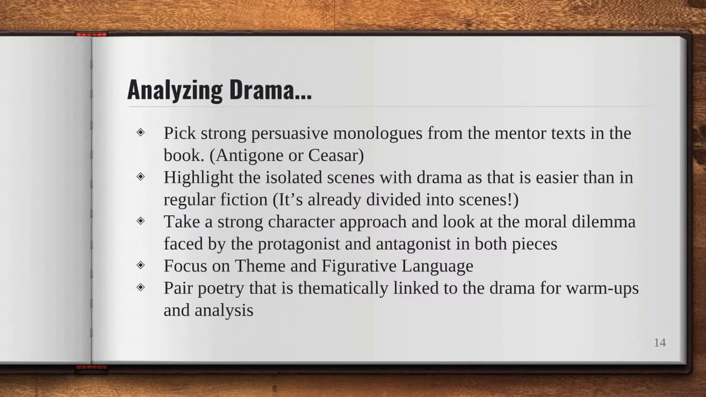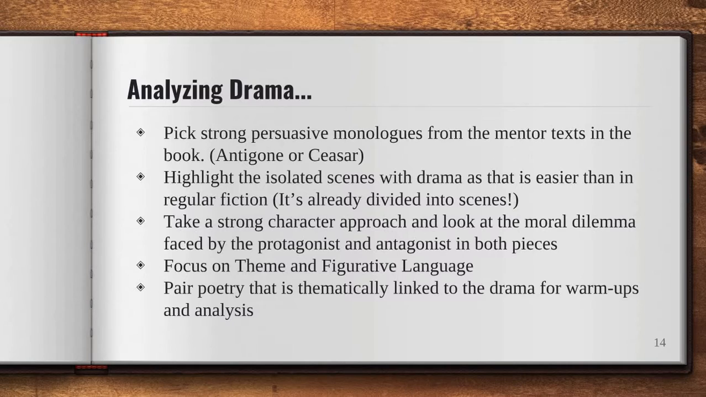Both Antigone and Julius Caesar let you take a good look at why Mark Antony or Antigone feel the way they do. And then we also get the antagonist view with Brutus and Creon. It's very clear why they feel the way they do. So you see their moral dilemmas tied into that theme. Always focus on the figurative language. You compare poetry that is thematically linked to these dramas or whatever drama you choose to deepen things.